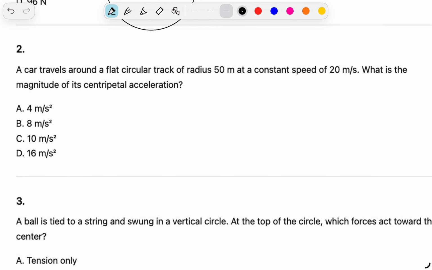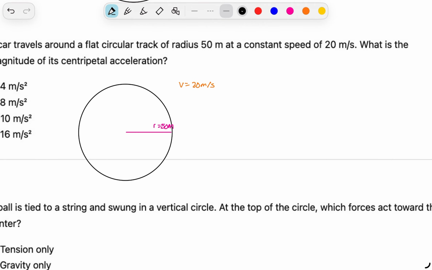A car travels around a flat circular track of radius 50 meters at a constant speed of 20 meters per second. What is the magnitude of its centripetal acceleration? So if we're going around a flat circle, we can draw this out too. So the radius is going to be 50 meters, and your constant speed is 20 meters per second. So we want to find the centripetal acceleration of this car's track.